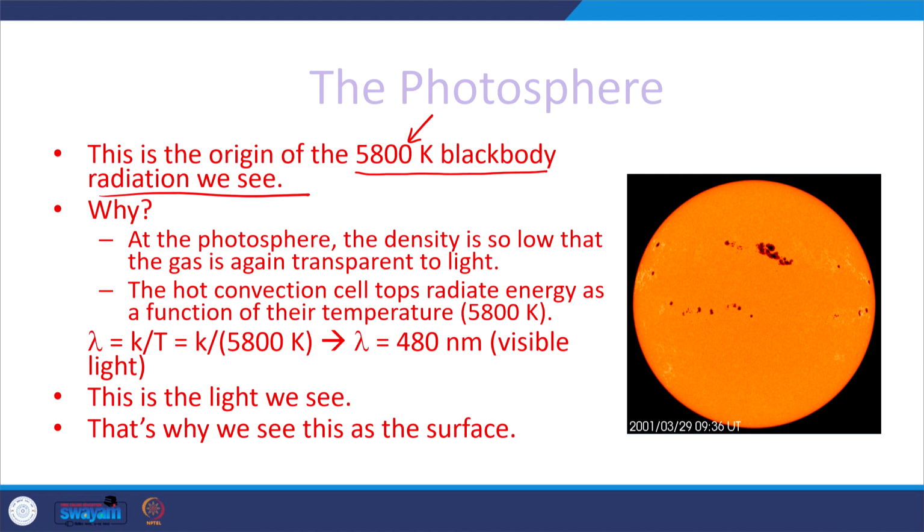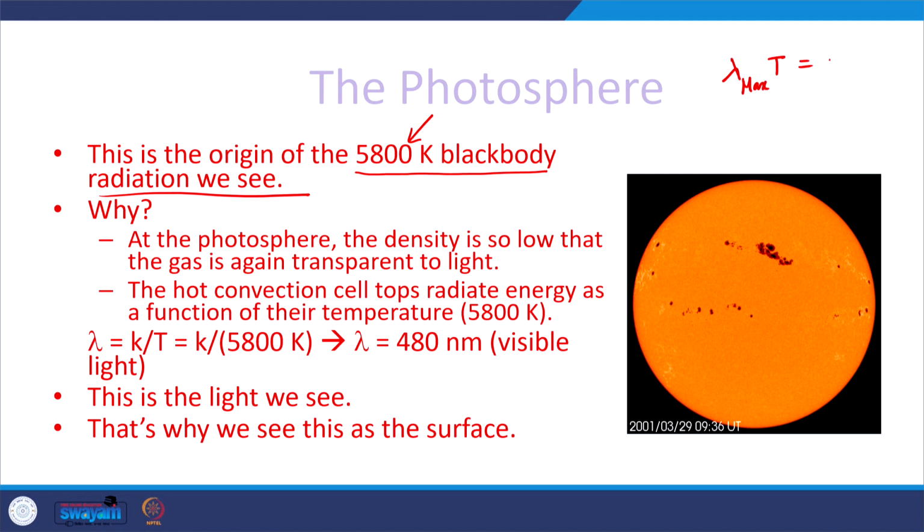Okay, so the hot convection cell tops radiate energy as a function of their temperature, which happens to be 5800 Kelvin, right? That's what I was talking about in the beginning. If you use this temperature in the lambda T equals constant equation, Wien's displacement law, you will realize that lambda max would be 480 nanometers, which is pretty much in the visible range.